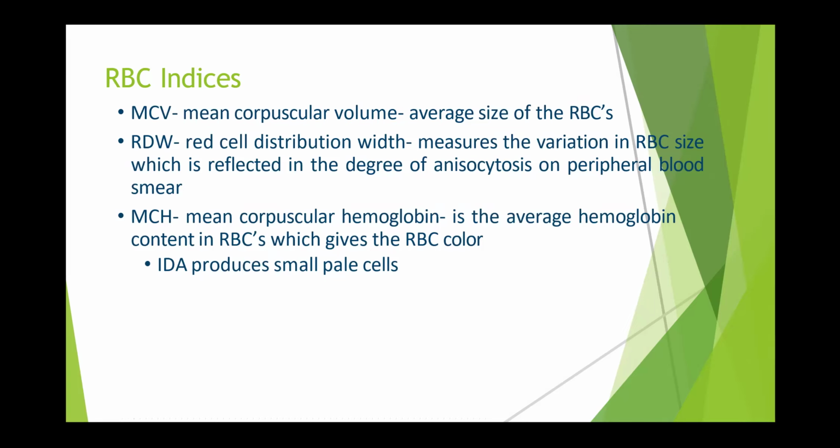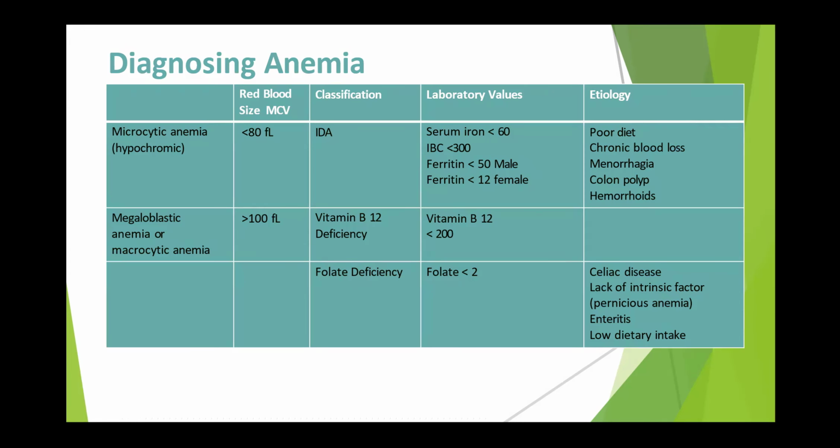Iron deficiency anemia will produce small, pale red blood cells. They don't look right and they can't function right. So how do we diagnose anemia? If it's microcytic anemia, we look at the MCV and usually it's somewhere less than 80. And that's usually iron deficiency anemia. You'll see a serum iron level less than 60, IBC of less than 300, and ferritin for males and females a little bit different, less than 50 for a guy, less than 12 for a woman.